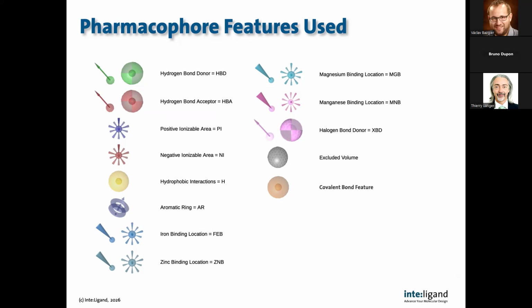Then you have this very famous hydrophobic feature. Then you have aromatic rings that recognize aromatic interaction, sandwich or T-shape with a certain deviation, and pi cation interaction. So if you have an aromatic ring and you have an amine somewhere, this will be recognized as a pi cation interaction.